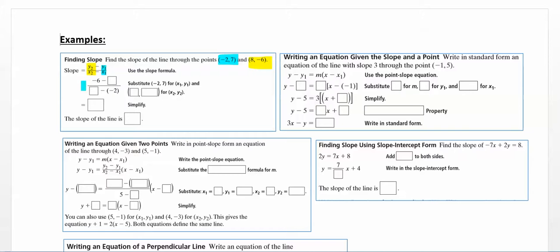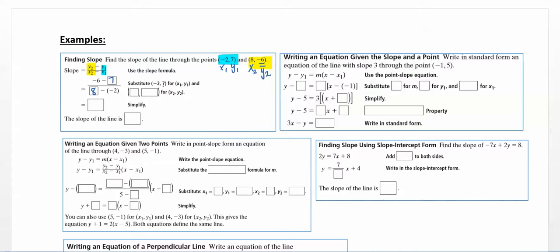So we already got some of it filled in, so we're going to fill in what's missing. You can see that this negative 6 here is a y, and they're calling this y2 because they're putting it here first, which means y1 is 7, and that's what's going to be over here. So this is x2, which means that this has to be 8. And this was x1. It's already plugged in at negative 2.